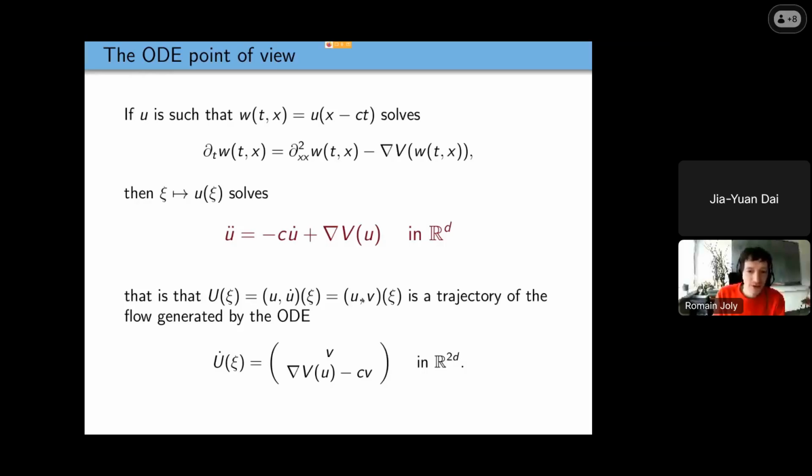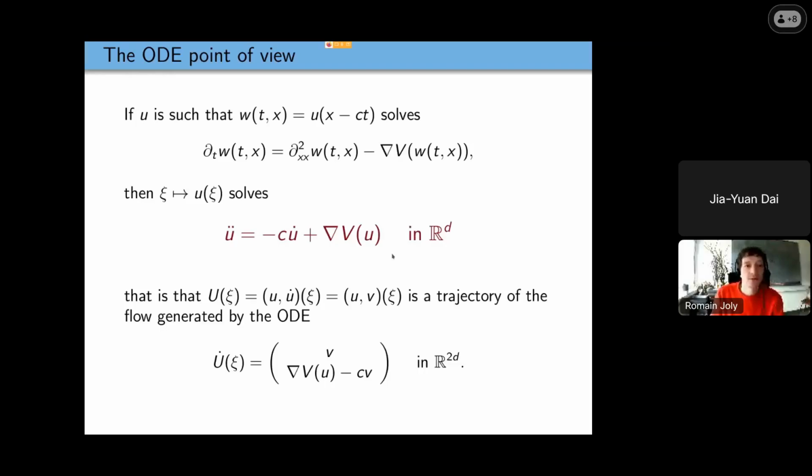Of course, you must also be aware that since it is an ODE in R^d but a second order ODE, the real phase space is R^2d. I mean that the real variable of your ODE should be capital U, which is u and u dot. So you really have an ODE in R^2d. So to study traveling patterns, I have to understand what the possible solutions of this kind of ODE are.